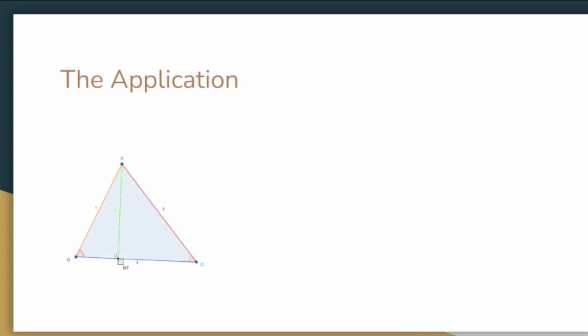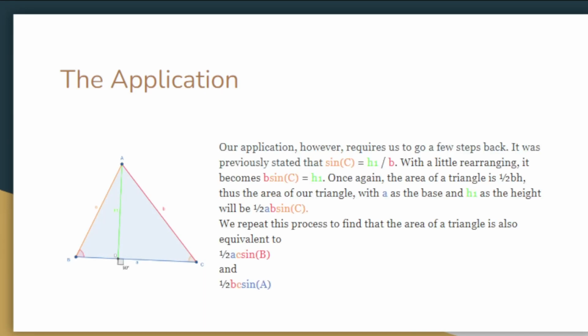For our application in the coming proof, we actually need to take a few steps backwards. So we've previously stated that the sine of angle C is equal to h1 over side B. With a little rearranging, this becomes B times sine C equals h1. Once again, the area of a triangle is 1/2 times the base times the height. Thus, the area of our triangle with side A as the base, and h1 as the height will be 1/2 times side A times side B times the sine of angle C.